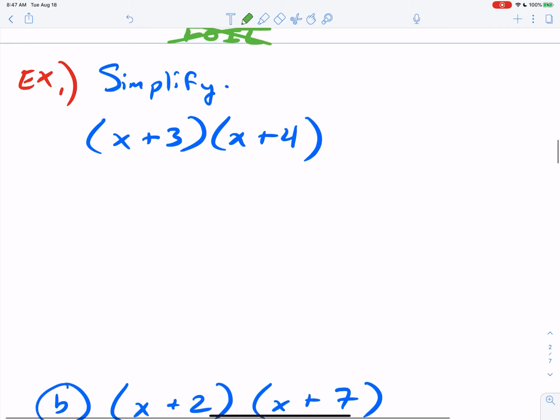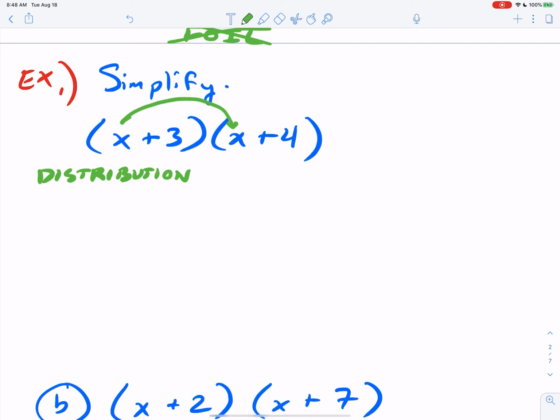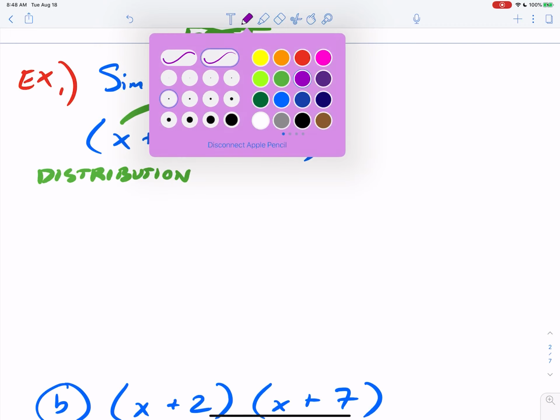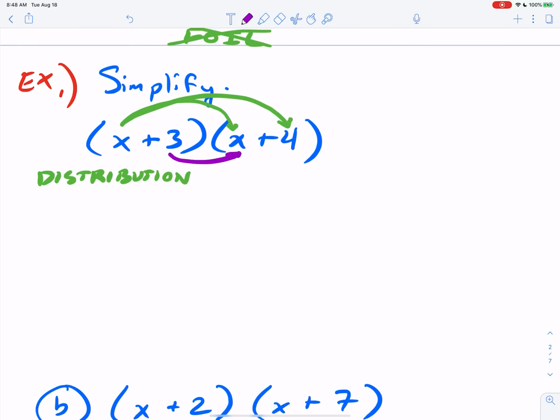So here's what you do. The first way is the distribution way. You draw a bunch of arrows. The first number will multiply to everything in the second quantity, and then the second number will multiply to everything in that second quantity. So there are going to be 4 parts of multiplication here, and we'll do it one at a time. Here we go.